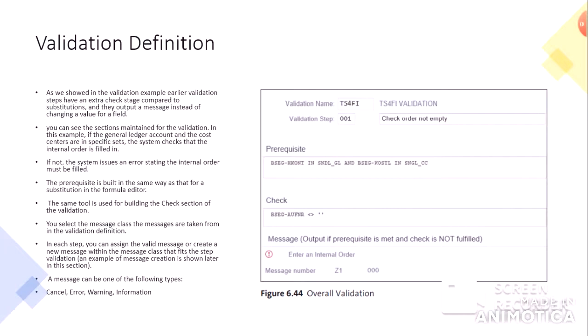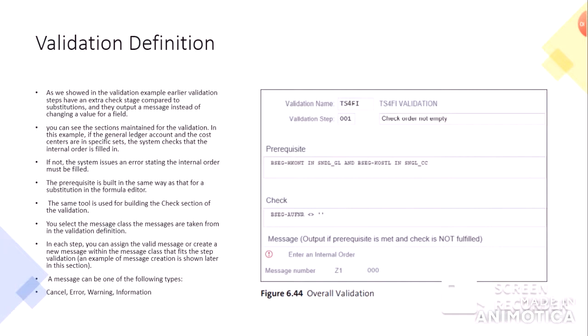The messages are taken from the validation definition. In each step, you assign the valid message or create a new message within the message class that fits the step validation. An example of message creation is shown later in this section. So for both the prerequisite and check we will use the formula editor, but for displaying the message we will be creating that in the message class.